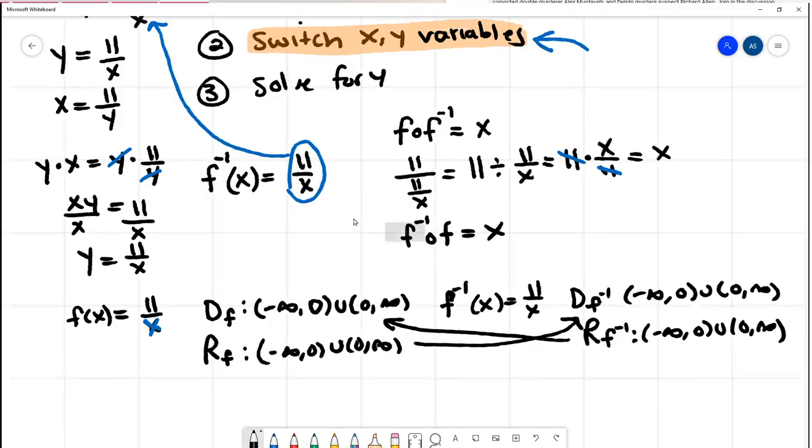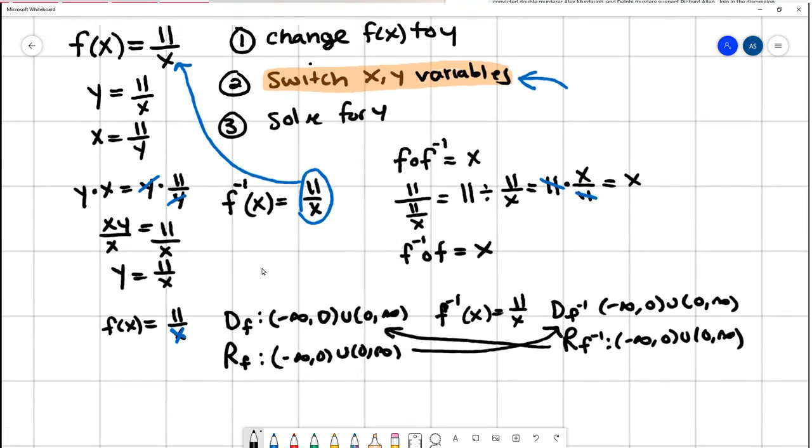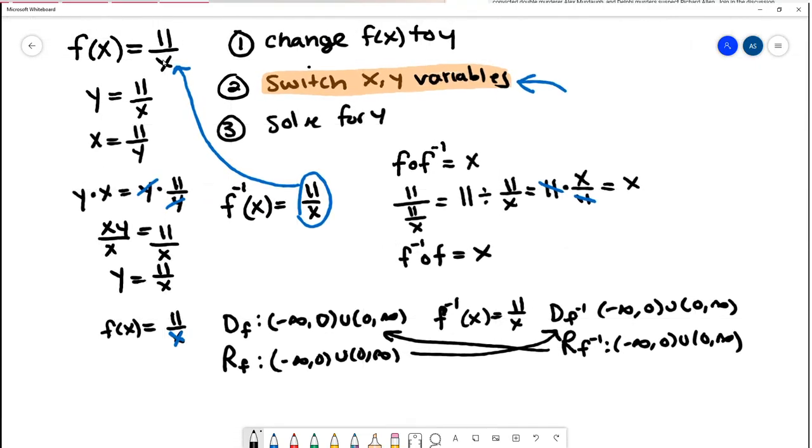So we have this particular function, f of x equals 11 over x, has an inverse that is also 11 over x, and we have the domain and range of each function being all real numbers except for 0.